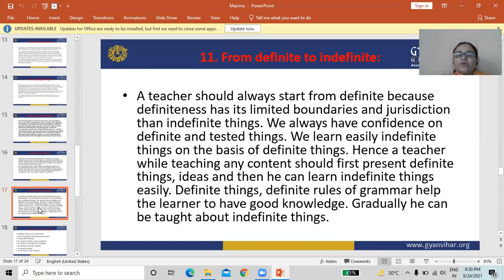We always have confidence in definite and tested things. We learn indefinite things easily on the basis of the definite things. Hence, a teacher, while teaching any content, should first present definite things, ideas, and then he can learn indefinite things easily. Definite rules of grammar help the learner to have good knowledge. Gradually, he can be taught about indefinite things.